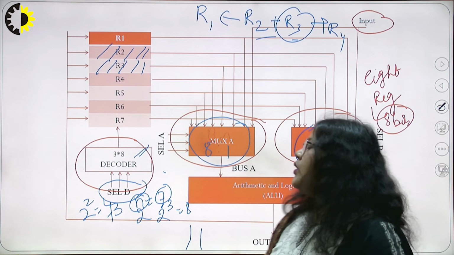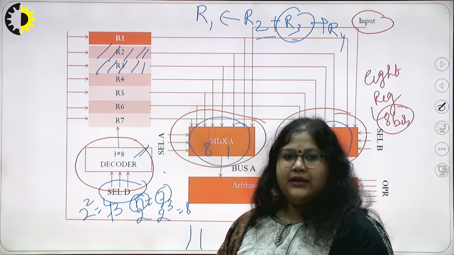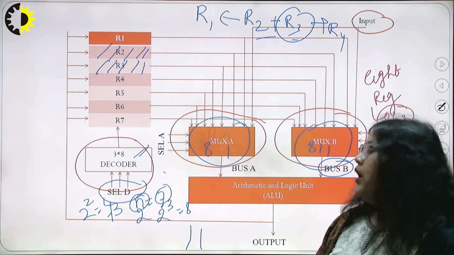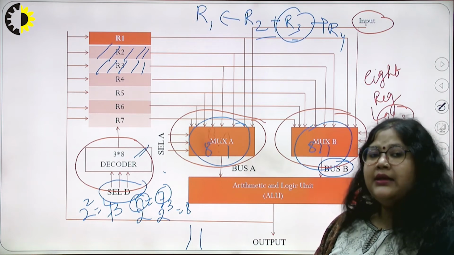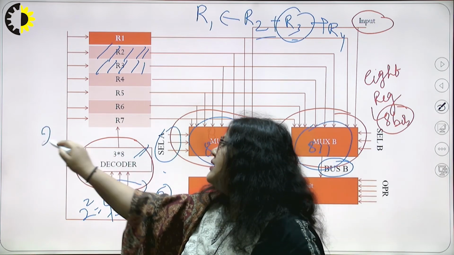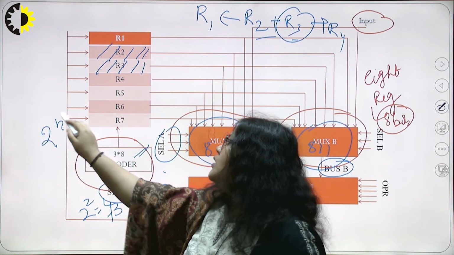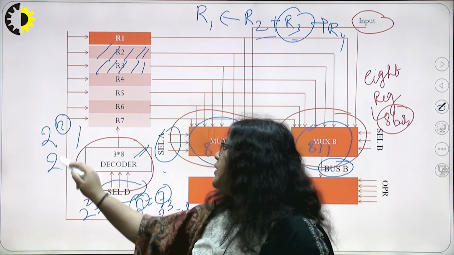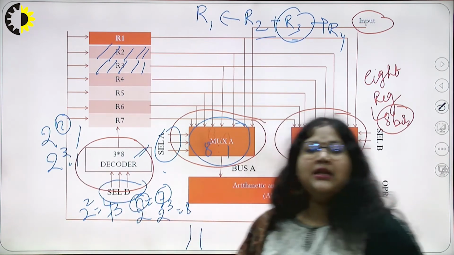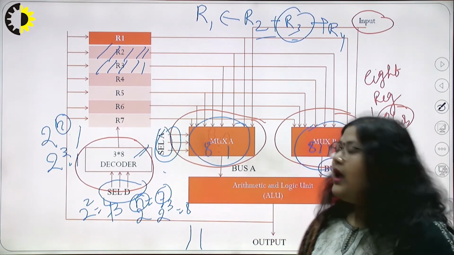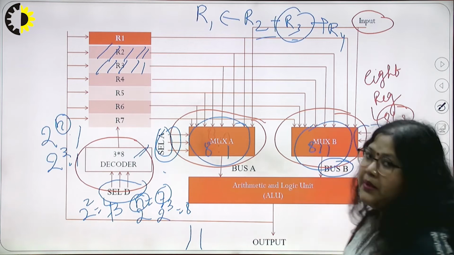And in the mux case, the size of the mux is 8:1, so how many selection inputs are there? There are 3 selection inputs, because if the size of the mux is 2 to the n:1, then n is represented as a selection line. In this case it is 2 to the 3:1. So how many selection lines are there? There are 3 selection lines for mux A and 3 selection lines for mux B.